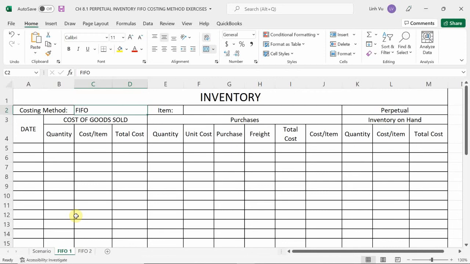And if you sell something, this is exactly what we're going to do. We're going to work the first 3 columns, subtract it out from our purchases, and update my inventory on the right side. So we're going to be looking at this worksheet in 3 columns: cost of goods sold, purchases, and inventory on hand.